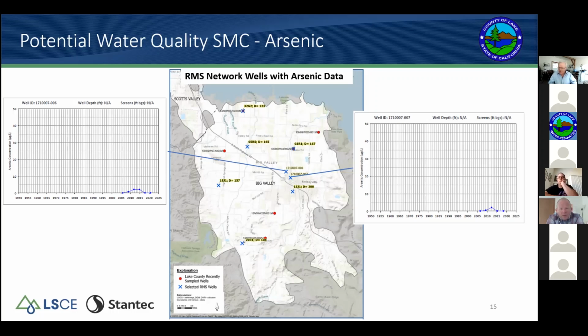No, it's not anthropogenic. The water quality in Big Valley, at least for boron and arsenic, is natural background. There's nothing humans can do to have an effect on those concentrations. So when I say health, I just mean, is it healthy to drink, which is maybe a better way to say it.